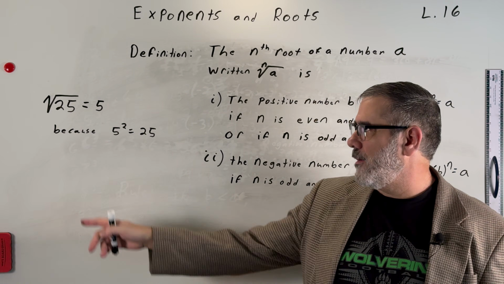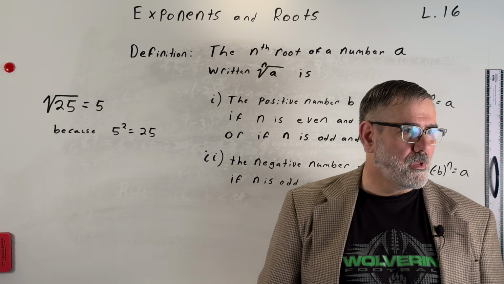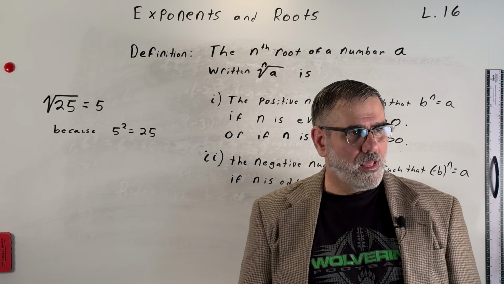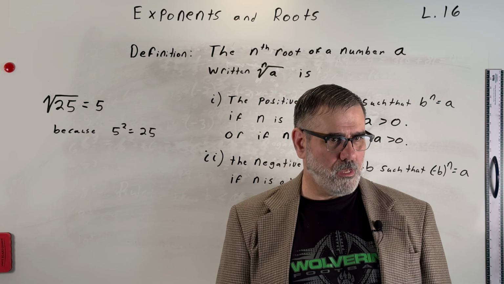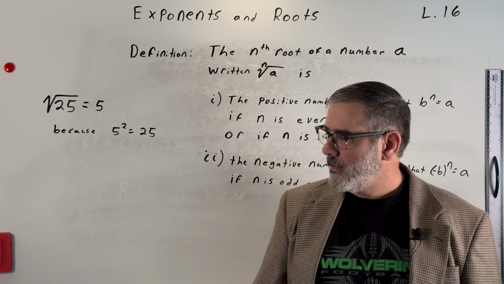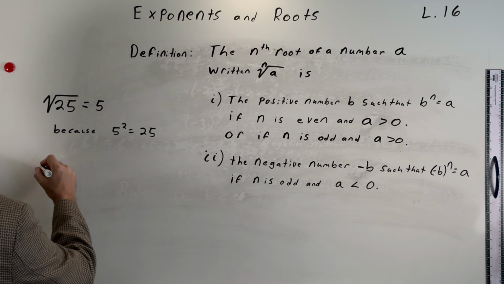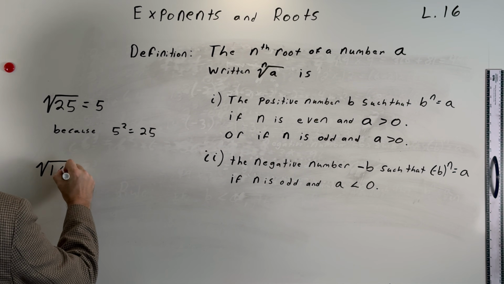So 5 squared is 25, therefore the square root of 25 is 5. So you can take that table of squares, and if I said 64, what's the square root of 64? Well, it's 8, since 8 squared is 64, you see? Let me give you one to try. Why don't you try the square root of 16?